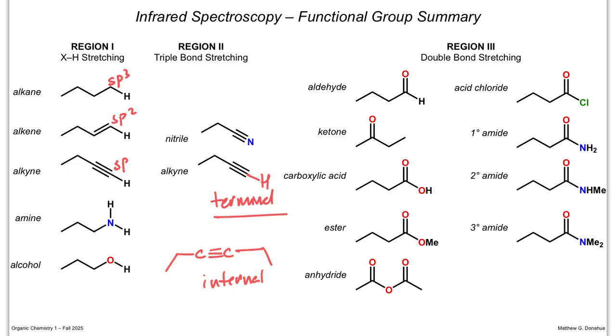So if it was that alkyne, it would have a peak in both region 1 and region 2? Yes. Okay. And so that's one of those pairs you have to look for. If you have an internal alkyne, you're not going to see it because the bond dipole is small and the intensity of this signal won't be picked up by the instrument.